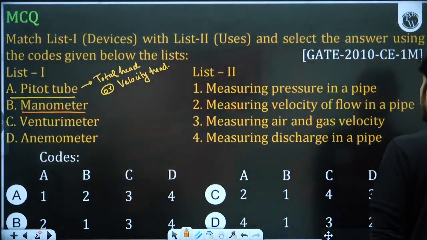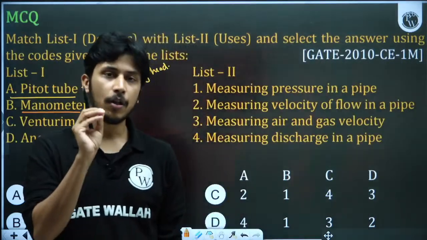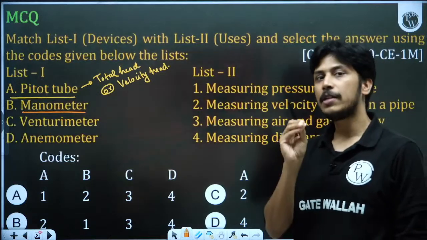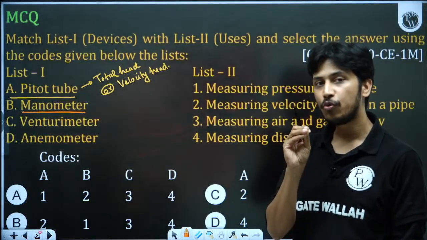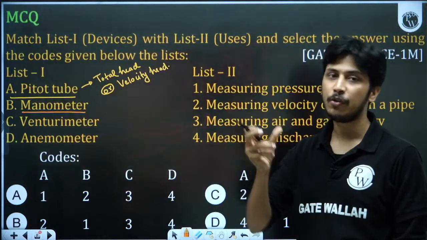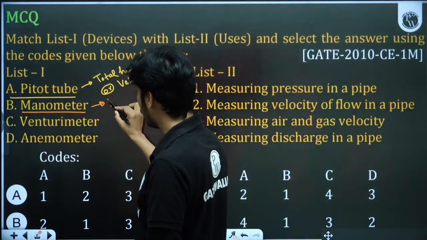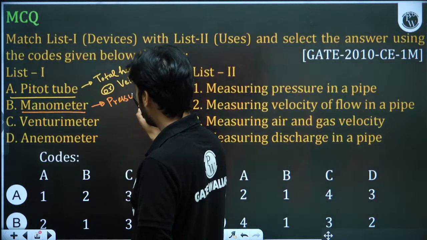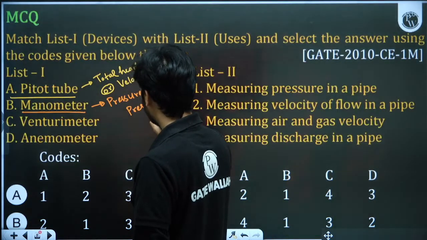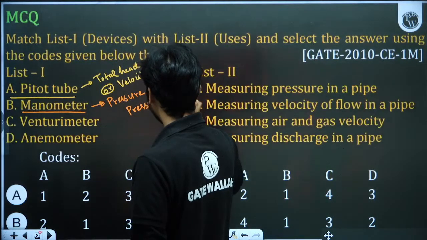Manometer is used for a lot of things. It is used to measure the pressure of a liquid. It is also used to measure the pressure of a gas. It is also used to measure the pressure difference between two liquids or two gases. So in common terms, you can say it is used to measure the pressure or pressure difference.